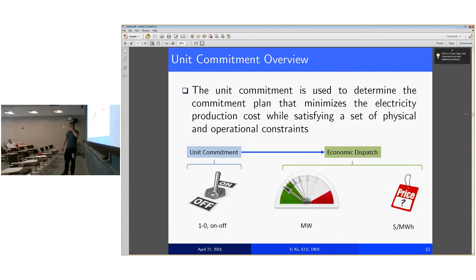And before I talk about how I do the integration, I just want to talk about what the unit commitment is and what the economic dispatch is. What we pay for the electricity is determined from the economic dispatch. It determines how much we get from each plant, and how much we pay for that plant's generation. But the unit commitment is used to determine the commitment plan, which minimizes the electricity production cost while satisfying a lot of physical and operational constraints. These two may or may not have the same constraints. It just depends on what the operator likes.